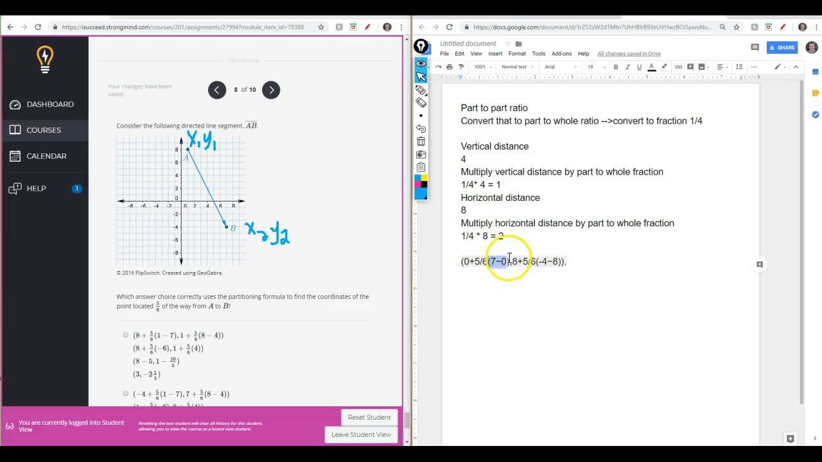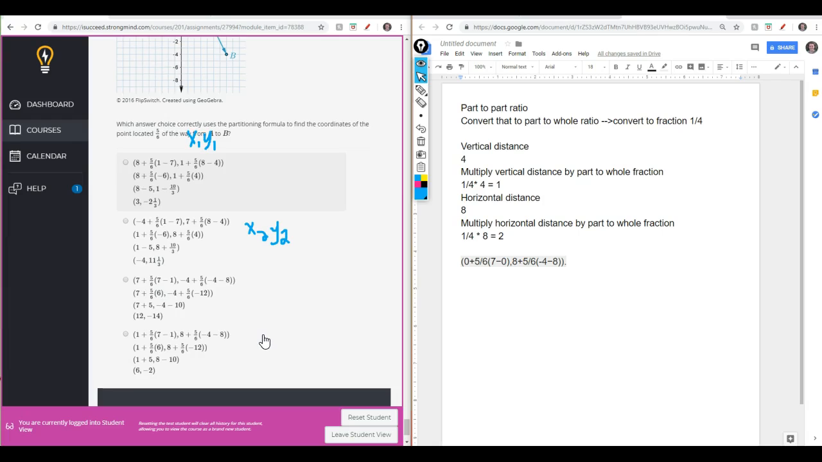So right here is representing the horizontal distance. This is representing the fraction, then this part right here is representing this multiply step, and then the last, adding it to 0, is when we actually count it over on the graph. Same thing goes for the y. So I'm going to be looking for the first formula that has this set up for it.